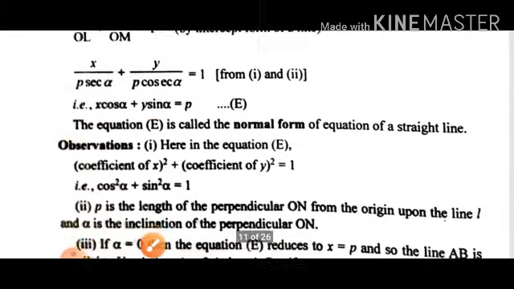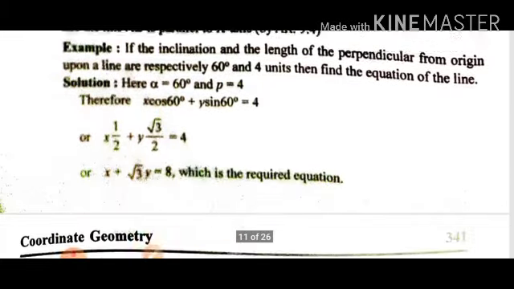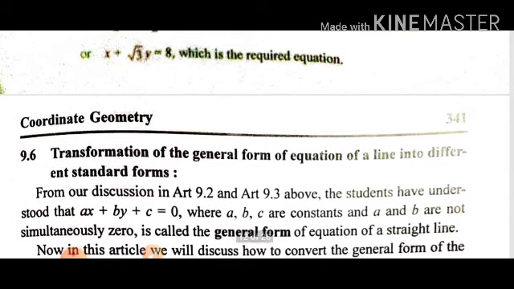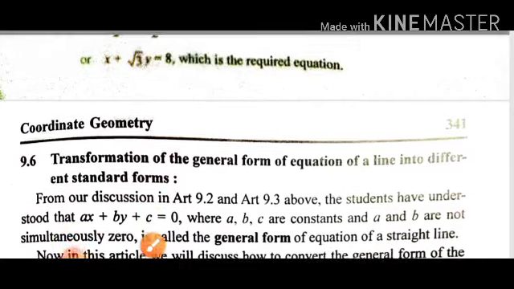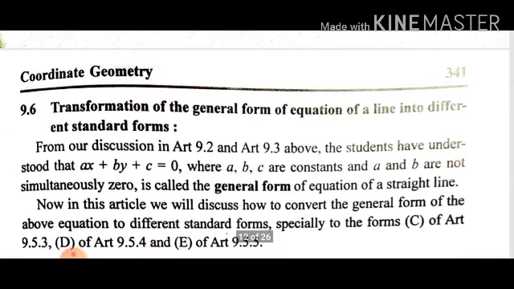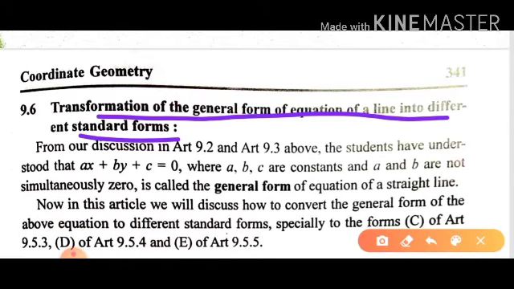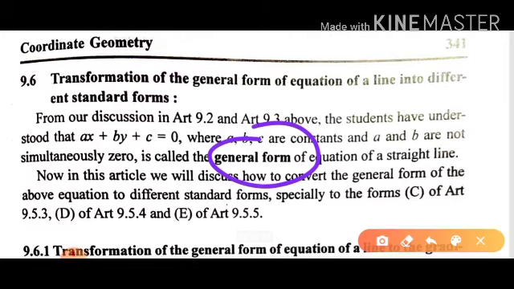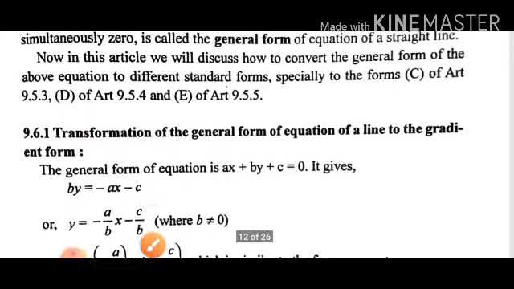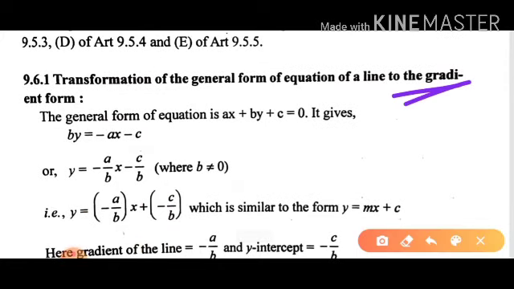So this is the way we have to do it. Now we'll learn about the transformation of a general equation of a straight line into different standard forms: gradient form, intercept form, and normal form. The general form we know, this is ax plus by plus c equal to 0. First, to gradient form, it's very easy. We just transpose ax plus by plus c equal to 0. We need it in the form y equal to mx plus c.